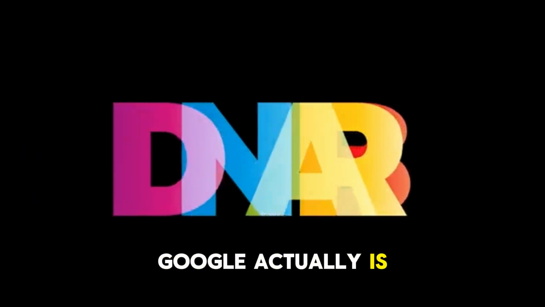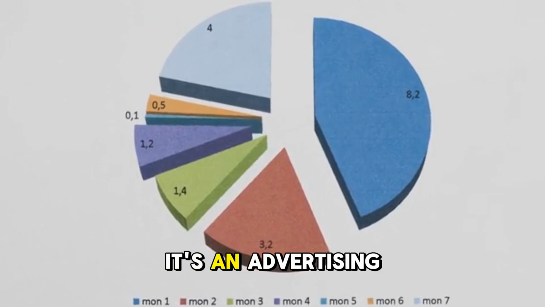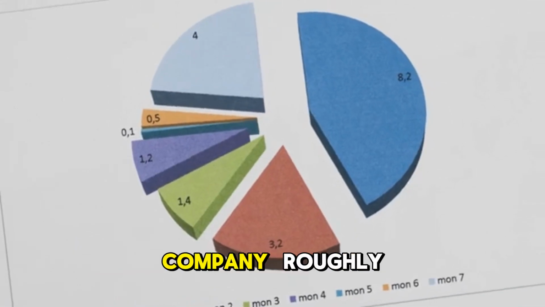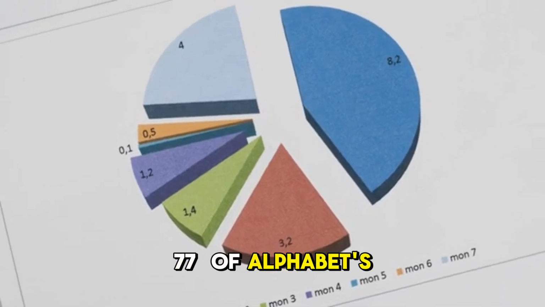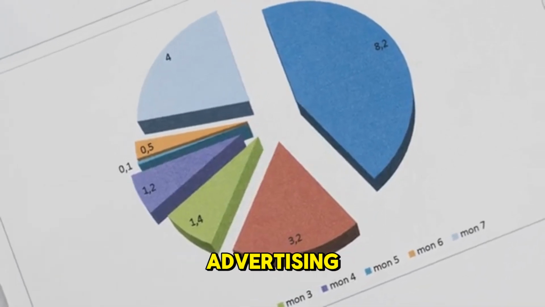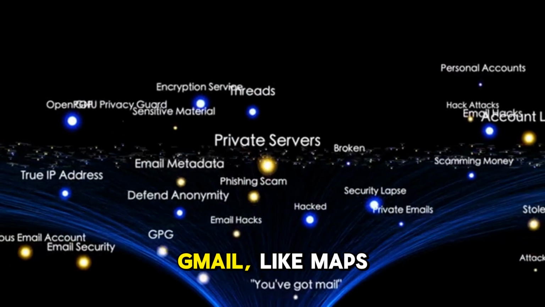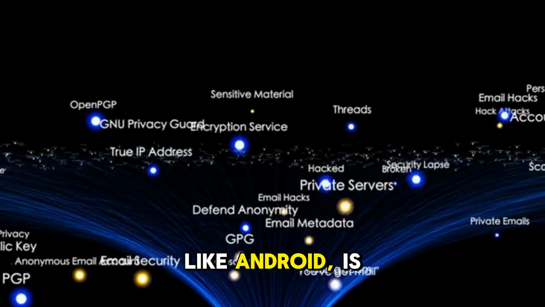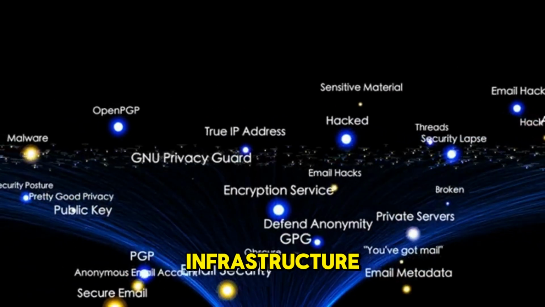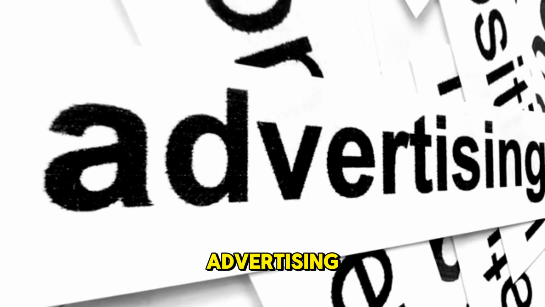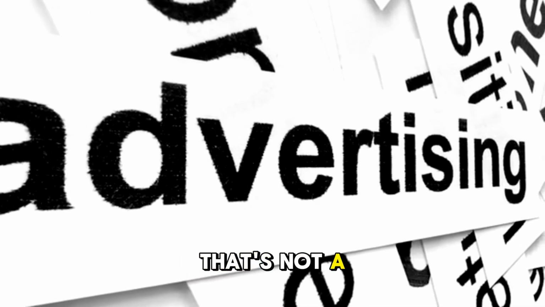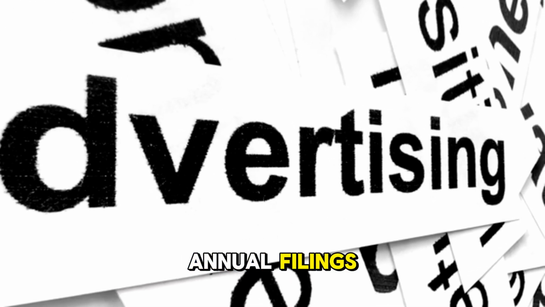To understand why any of this matters beyond just this one app, you have to understand what Google actually is. And it's not a photo storage company. It's an advertising company. Roughly 77% of Alphabet's annual revenue comes from advertising. Google Photos, like Gmail, like Maps, like Android, is part of the data infrastructure that makes those advertising products work. That's not a theory. It's in their annual filings.